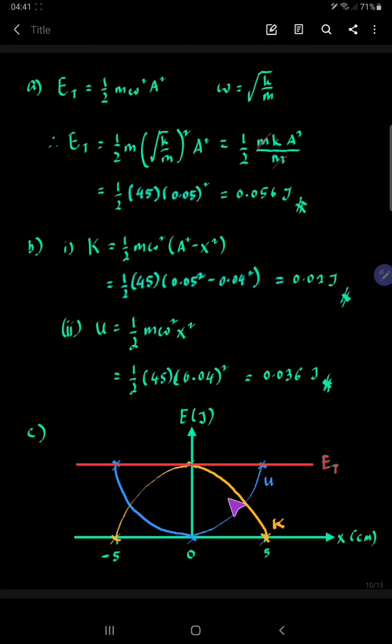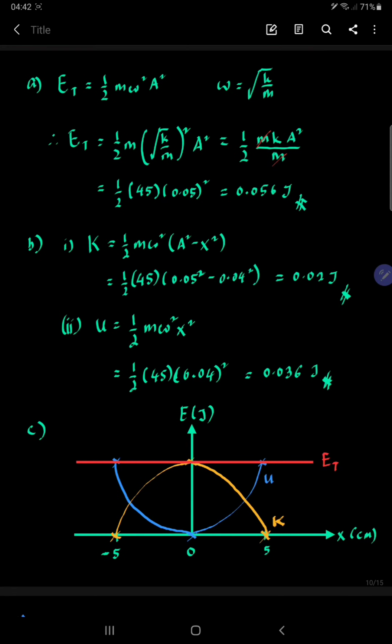Then what happened to U? Just the opposite of K. So when K is 0, U is maximum. When K is maximum, U is 0. Then the blue curve here represents our potential energy, and the red line here represents our total energy, where the total energy still remains conserved. At any point, U plus K gives you E total. So this is the graph of energy against displacement.